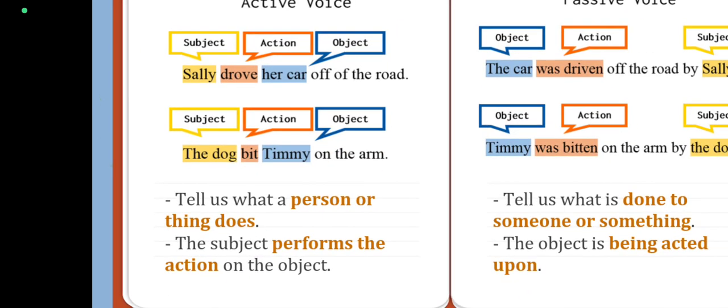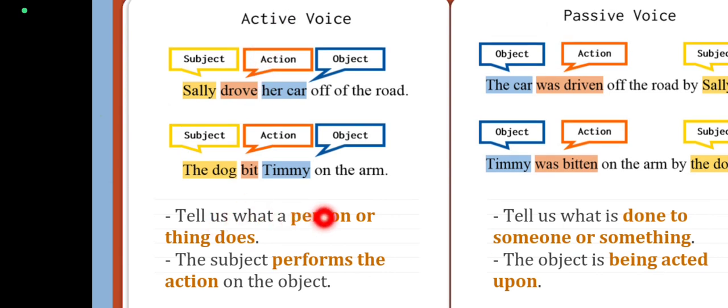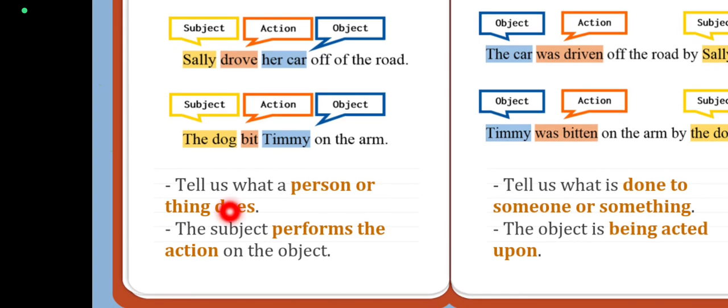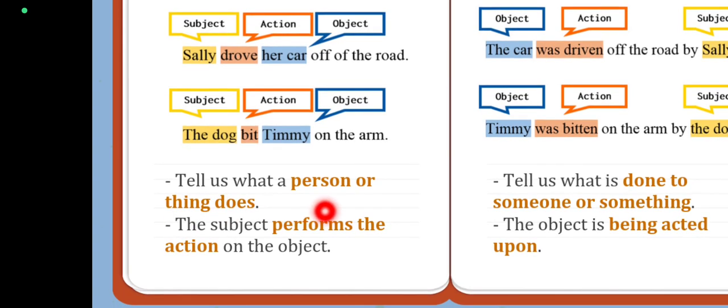So let's take a look. Active voice tells us what a person or thing does. That's the subject, the person or thing, and what this person or thing does. In this case, drove. In this case, bit. This is the past form of the verb bite. Now, the subject performs the action on the object, and the object is her car and Timmy.